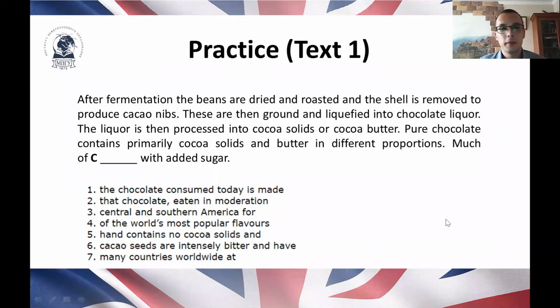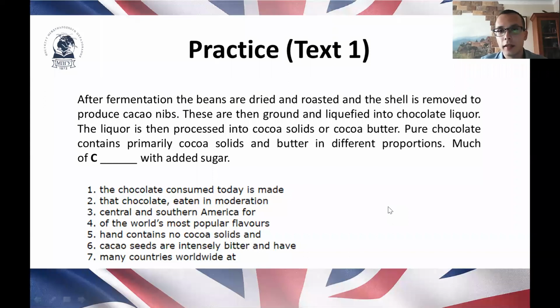Much of it is sweetened with added sugar. What can be here? Don't read the full text, it's not needed for the second time. We need only the previous information and the ongoing information of the gap.